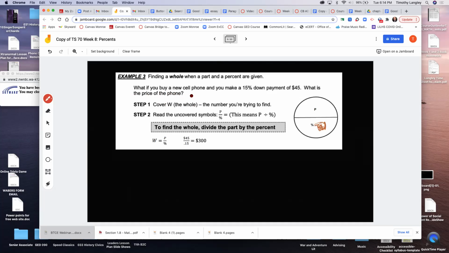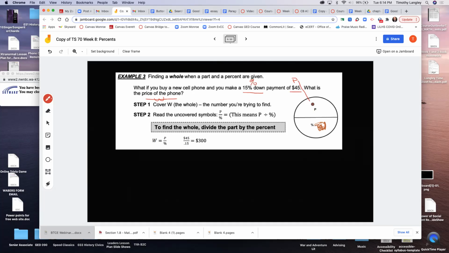What if you buy a new cell phone and you make a 15% down payment of $45? What is the price of the phone? If I write right on the problem, this is the percent, this is the part it's part of, and they want to know the price of the whole phone. There's the whole. So they want to know the whole. They've given me the percent, and they gave me the part, that's this here.